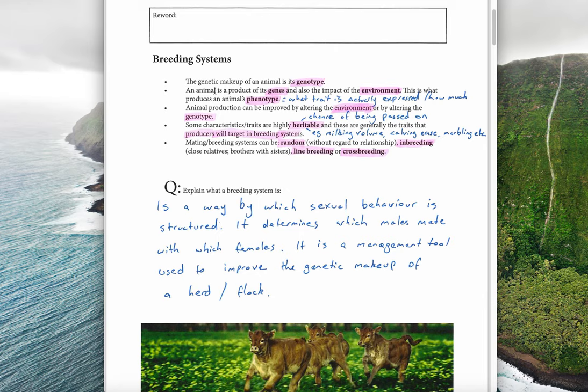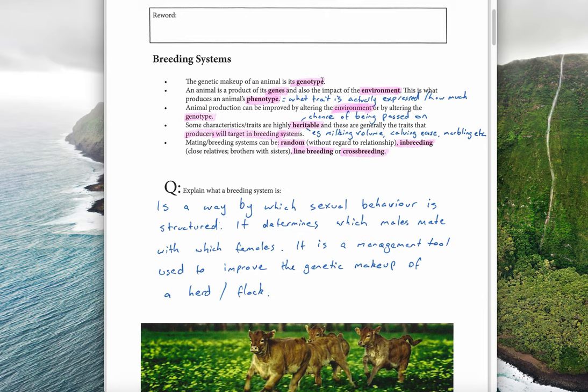However, we know that an animal, or a human even, is a product of its genes, but also the impact of the environment. And this is what produces the animal's phenotype. So what animals actually end up with is its phenotype, how the genes express themselves in reality. For example, the breed might be the genotype, and that sets the upper limit of, say, muscle growth, or for example, a Hereford in terms of marbling, it can't do it because its genes won't allow it to.